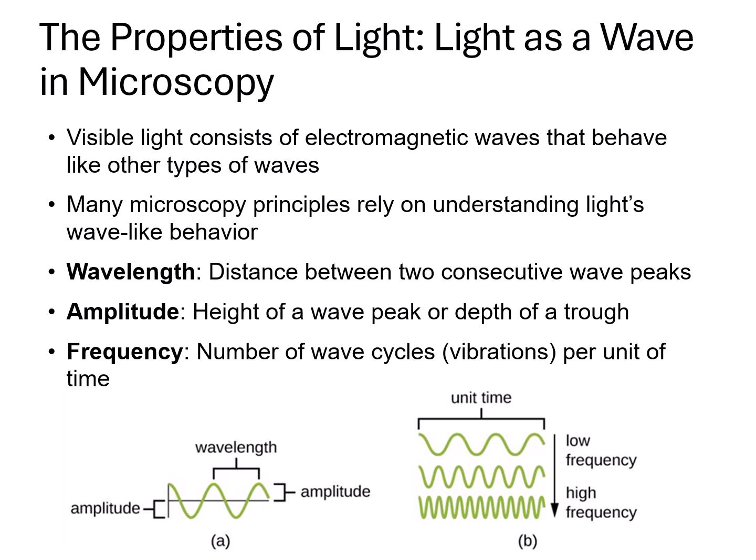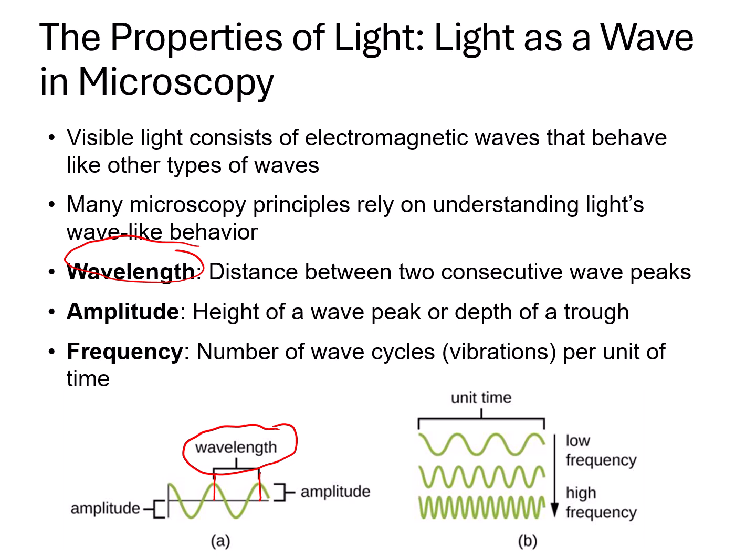Light is really interesting because it can behave as both a particle and a wave. And if you take physics in the future, you'll learn more about this. Visible light is made up of electromagnetic waves that behave like other types of waves. So there are several important properties of waves, including wavelength. The wavelength is the distance from one peak to the next peak. So that is one wavelength.